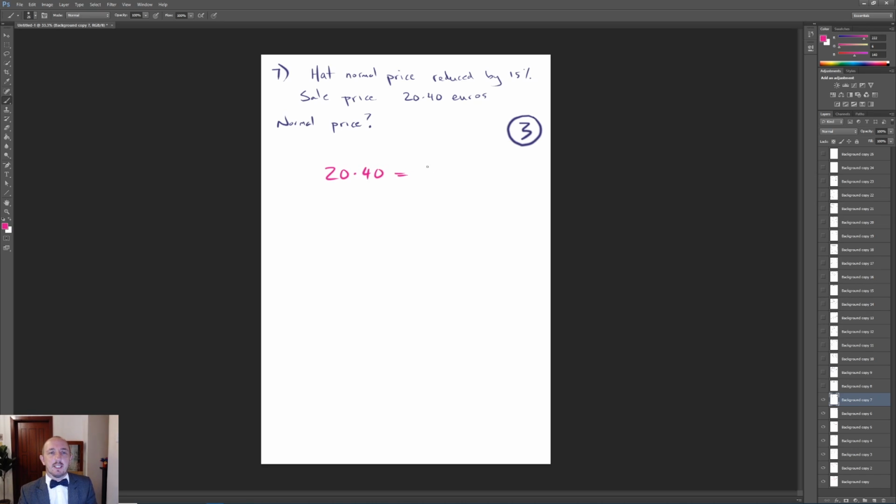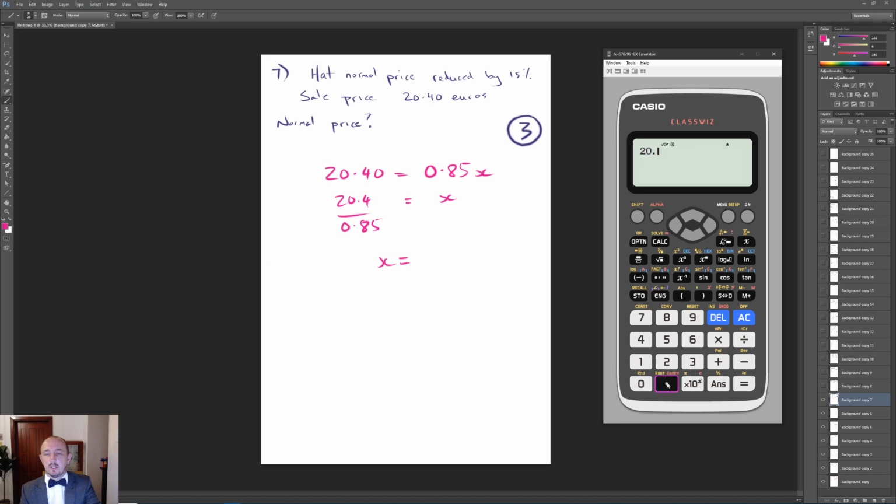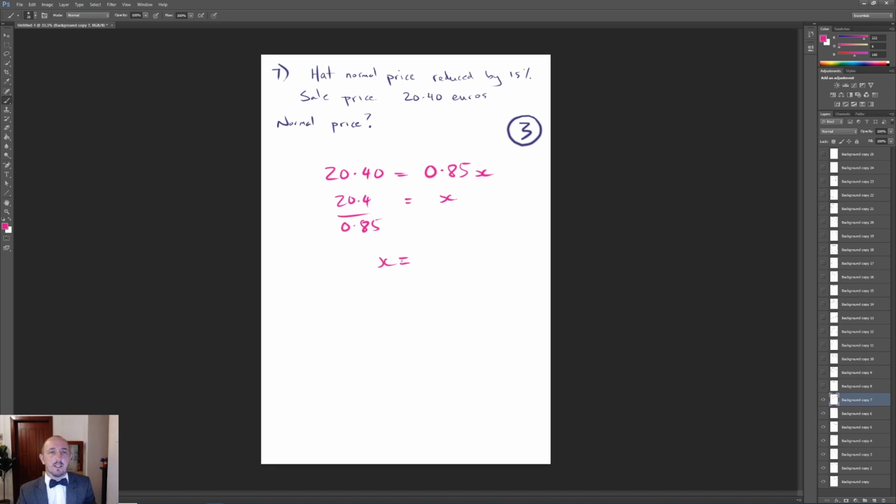euros is equal to, if we take 15% off, that's 85% or 0.85 of the original. Okay, so we can just divide both sides by 0.85, and that will give us our normal price. So 20.4 divided by 0.85, and that gives us 24 euros.